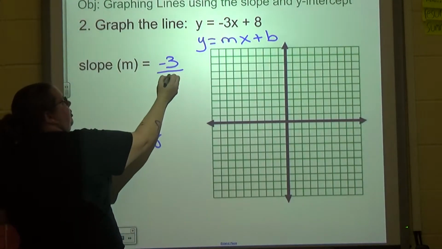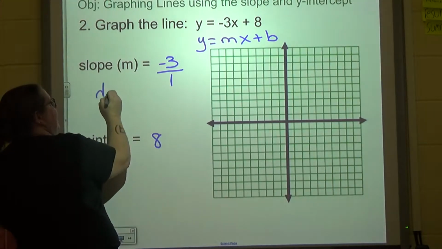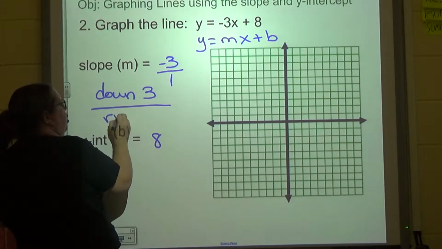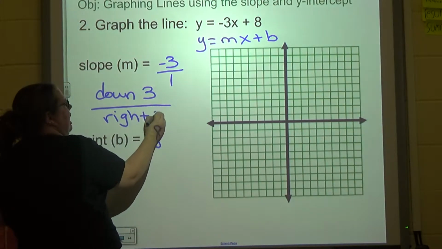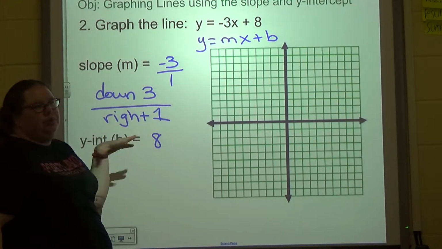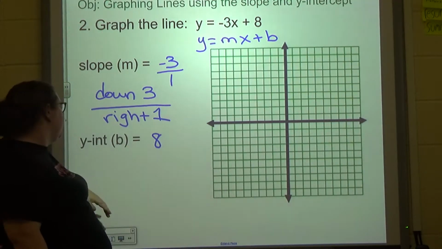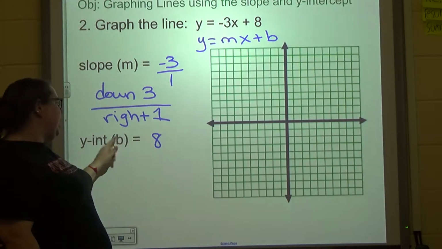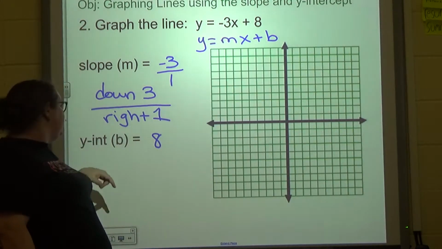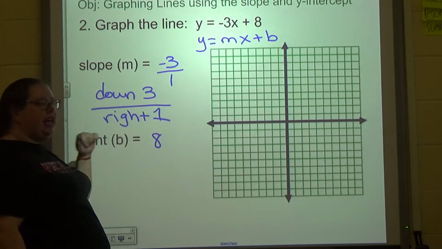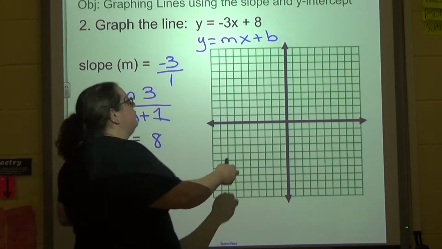So I'm turning this into a fraction. Down 3, and we're going to go right 1. Imagine that this negative just turned into the word down. That's really all that happened. Okay. Alright, so where do we begin? We begin on our y-intercept, which is on the y-axis. We begin at 8 on the y-axis.